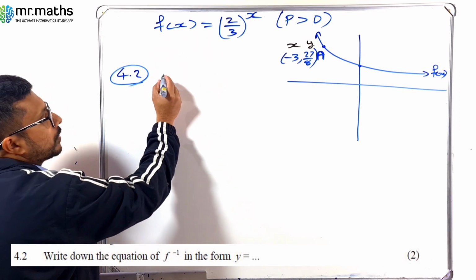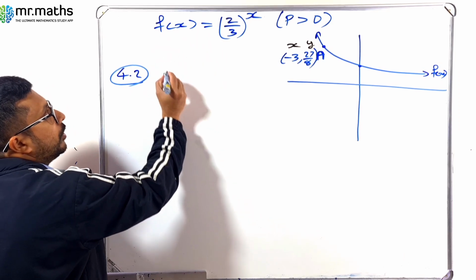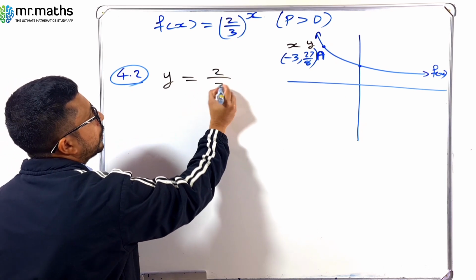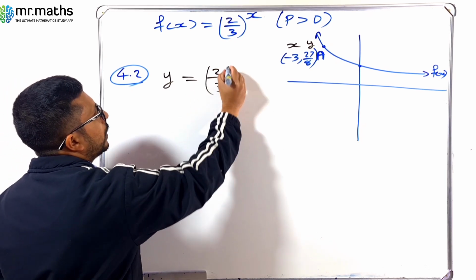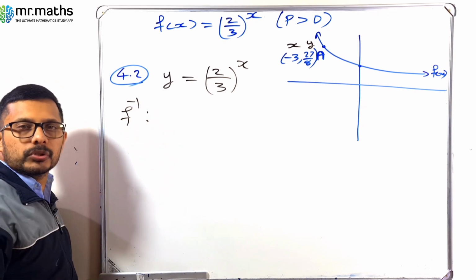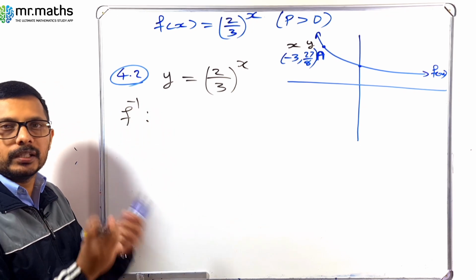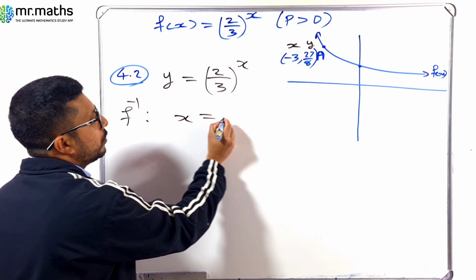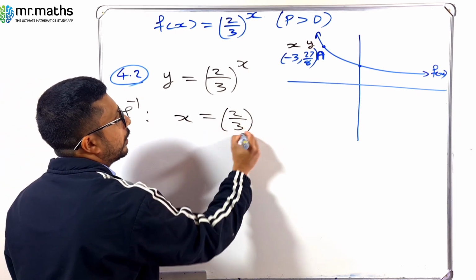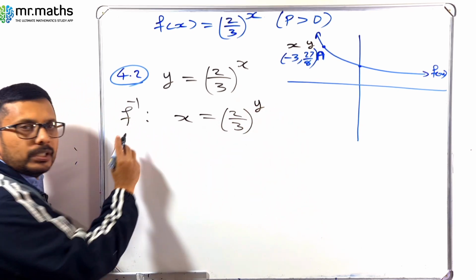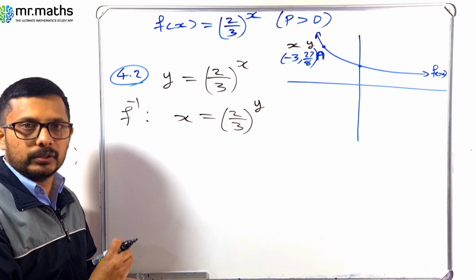So this is f of x. Let me write f of x once more. You know f of x is the same as y. Y is equal to 2 over 3 raised to x. To find f inverse, what are you supposed to do? You have to swap x and y. So x is equal to 2 over 3 raised to y. To find f inverse you have to swap x and y. Do you remember that one?